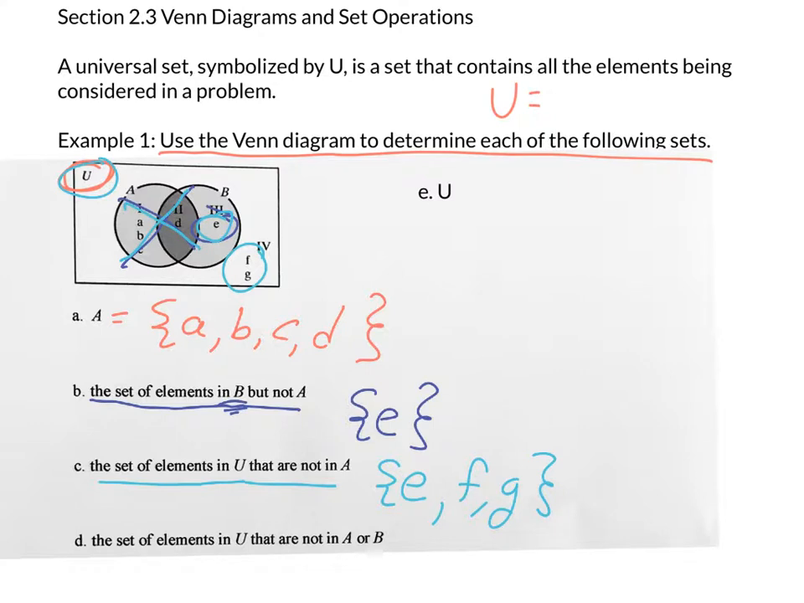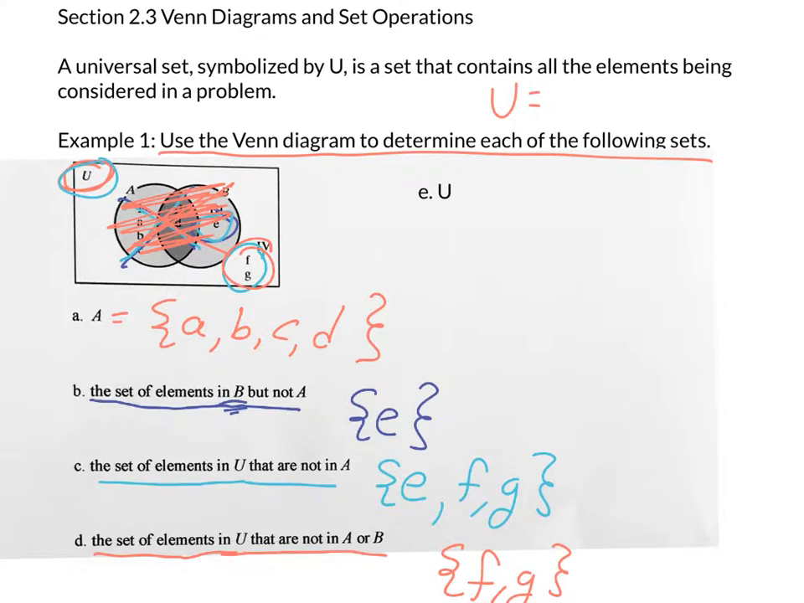Looking at D. Now D says the set of elements that are in the universal set that are not in A or B. So I don't want A or B. The only thing left in the universal box, if I get rid of the circles, are little f and little g. Remember, we just want to list the elements, ignore the Roman numerals. The Roman numerals are labels, not elements.